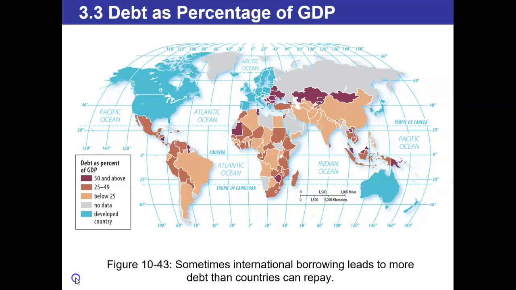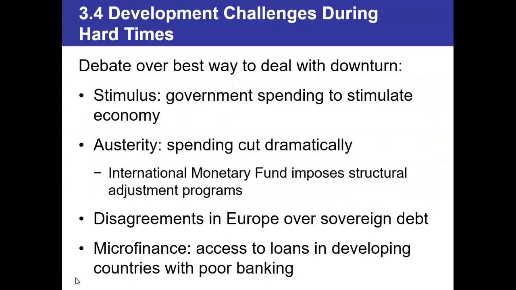The last key issue of Chapter 10 will cover development challenges during hard times. Sometimes countries may find that they're experiencing a downturn or a recession. They will respond to this in two ways, either through stimulus programs that the government uses, so government would spend money to try to stimulate the economy, or austerity measures, meaning that spending is actually cut by the government dramatically and taxes are cut to the people so they can spend their money.